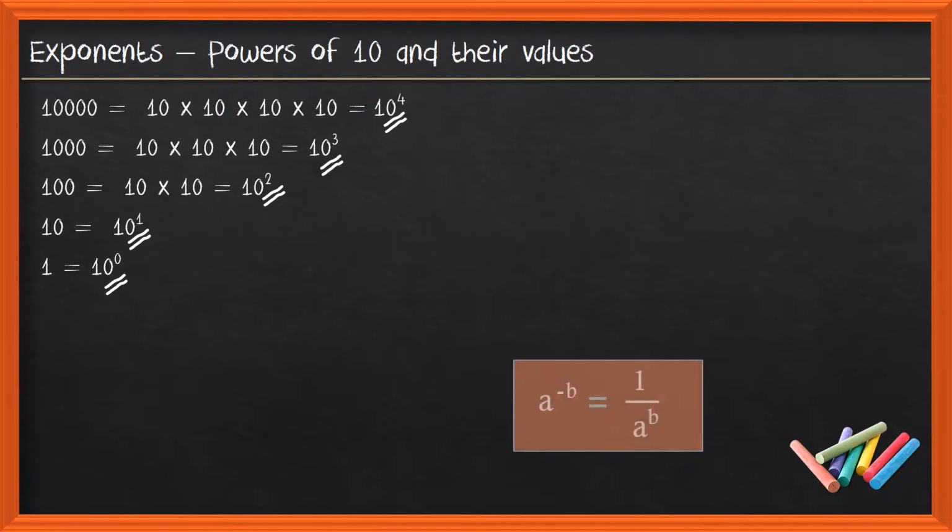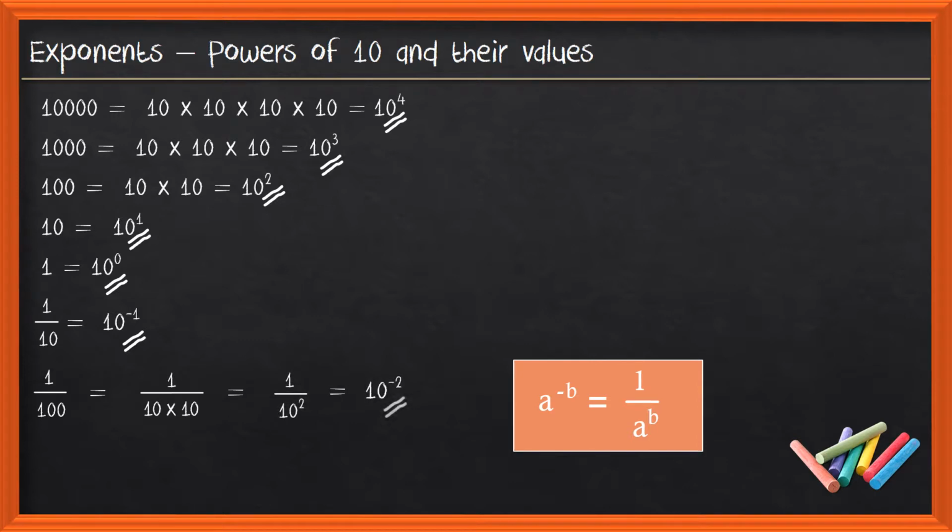We have also seen that a to the power of negative b is equal to 1 by a to the power of b. So, 1 by 10 can be written as 10 to the power of negative 1. 1 by 100 is equal to 1 by 10 times 10, that is 1 by 10 square, and this can be written as 10 raised to the power of negative 2. 1 by 1000 is equal to 1 by 10 times 10 times 10, that is 1 by 10 cube, and this can be written as 10 raised to the power of negative 3.